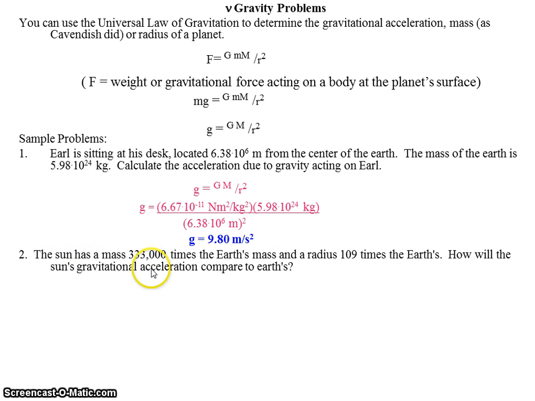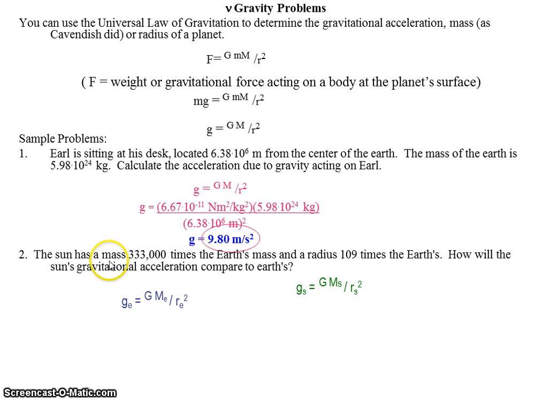Number two, we're going to look at what we did with the substitution method. We're going to apply it using this equation here. So if we know the gravitational acceleration on Earth is big G times mass of Earth over radius of Earth squared, and we know that the gravitational acceleration on the Sun is G mass of the Sun over the radius of the Sun squared, we want to compare those two accelerations.